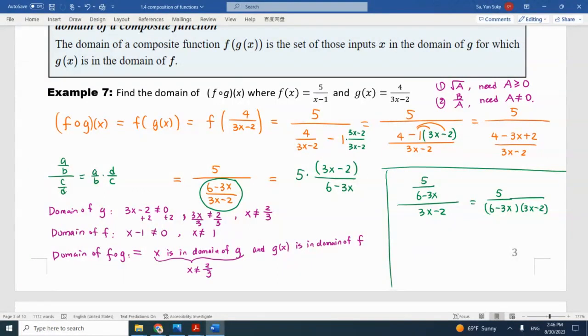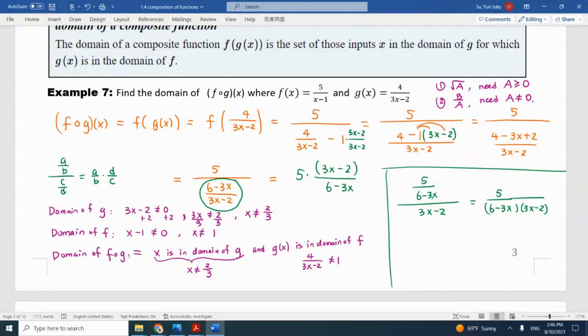But g of x in the domain of f. Look at g of x. It's right here. This is g of x. In the domain of f, it means g of x cannot equal 1. Okay, everybody? So g of x is 4 over 3x minus 2, and this cannot be 1. Is that clear, everybody? All right, so you solve for x.